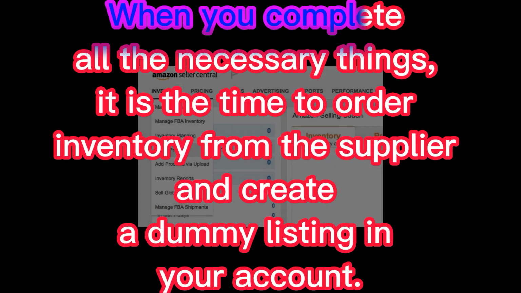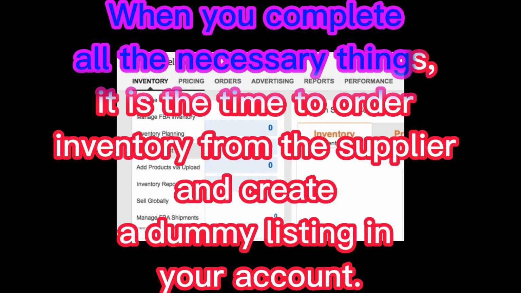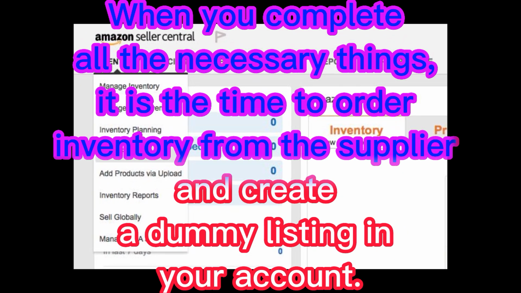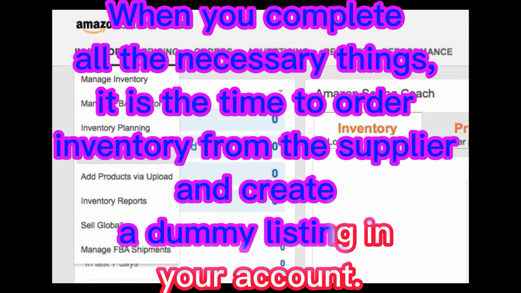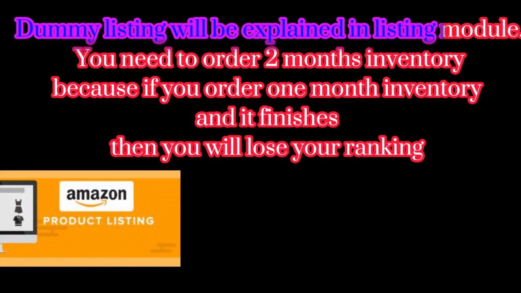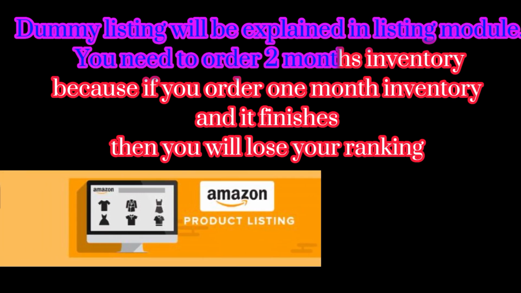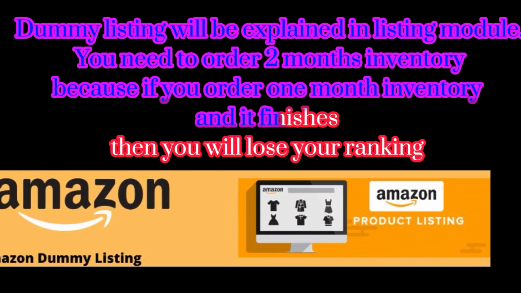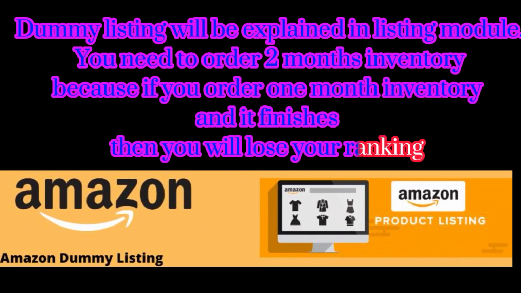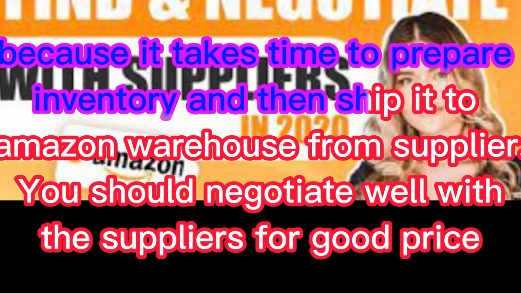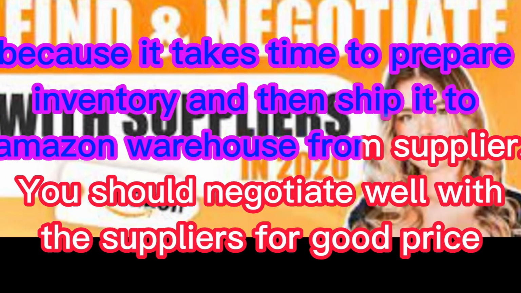Order inventory and create a dummy listing. When you complete all the necessary things, it is time to order inventory from the supplier and create a dummy listing in your account. The dummy listing will be explained in the listing module. You need to order 2 months of inventory, because if you order 1 month of inventory and it finishes, then you will lose your ranking, because it takes time to prepare inventory and then ship it to the Amazon warehouse from the supplier.